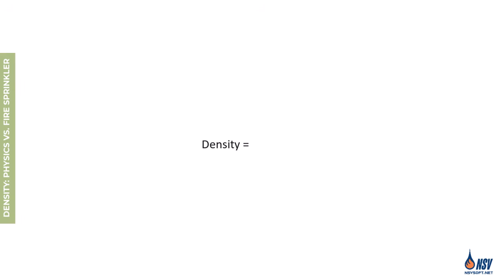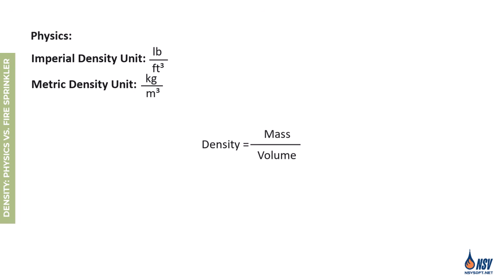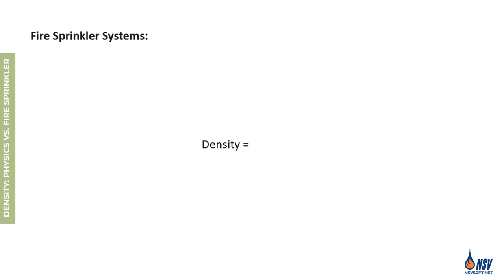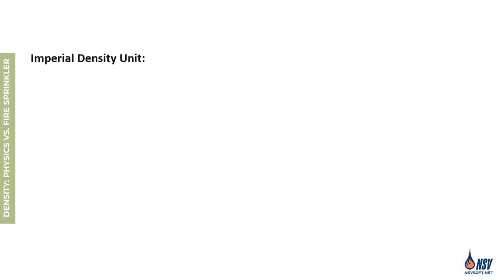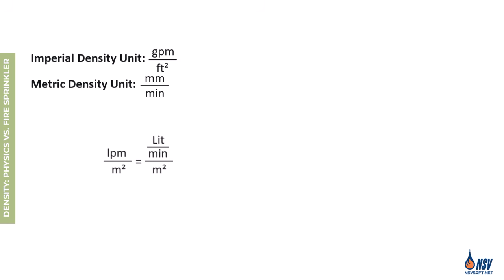When we hear the term density, we often think of its definition in physics, mass per unit volume. But in fire sprinkler system design, density refers to something entirely different: the flow rate per unit area. In imperial units, it's measured in gallons per minute per square foot. In metric, the unit is millimeters per minute, which might seem unusual at first glance. In metric units, liters per minute per square meter might seem more familiar and intuitive.